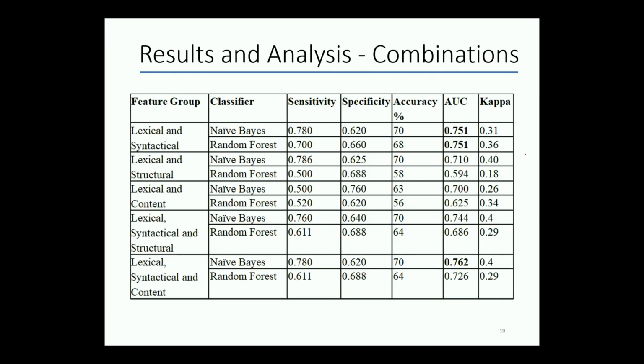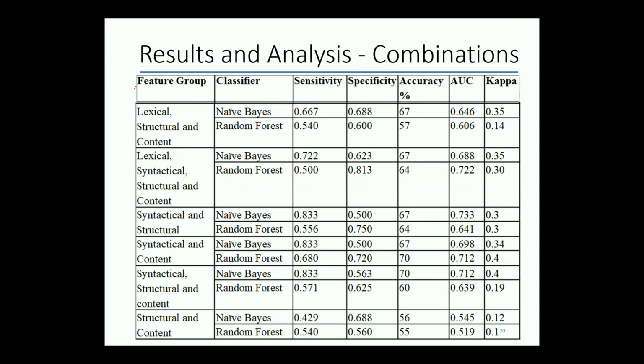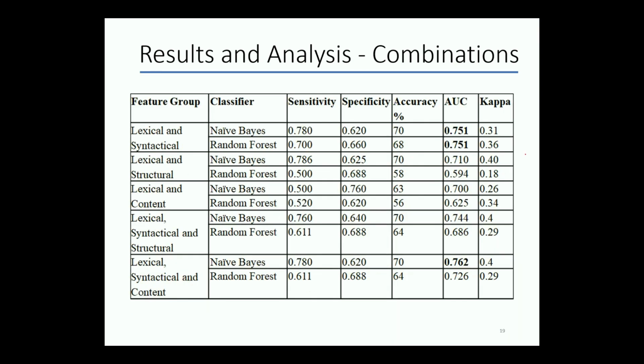Now, the other issue could be that we could take the feature groups and then combine them and see which ones work best for cross-genre and cross-topic. We took the lexical and syntactic, lexical and structural and so on, and kept building them up to see which combinations work best. If you see the two screens, you see that the AUC of 0.751 for both Naïve Bayes and random forest for the lexical and syntactic combination was the one that worked best. And by this time, we could see that the syntactical features are the ones that feature more in giving the best results.